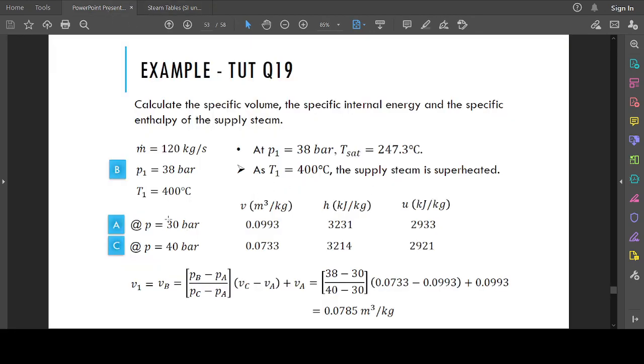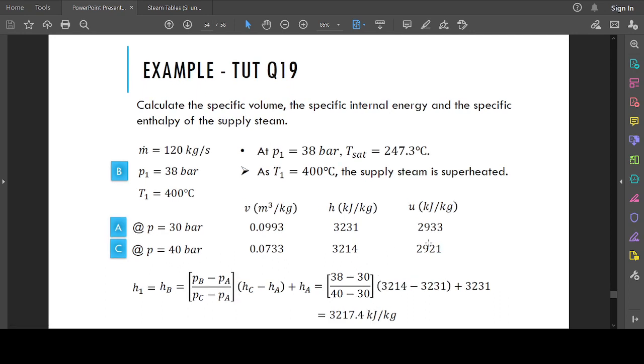So we got the specific properties as we see here: the specific volume, the enthalpy, and the internal energy when the pressure is 30 bar. Similarly, we did the same when the pressure is 40 bar. Then we do the interpolation for when the pressure is 38 bar, and this is the formula for doing interpolation.